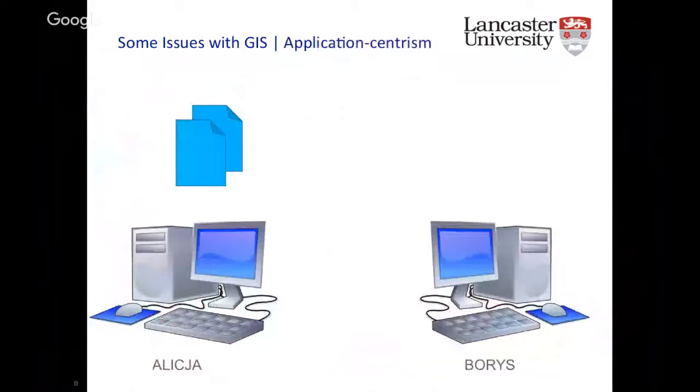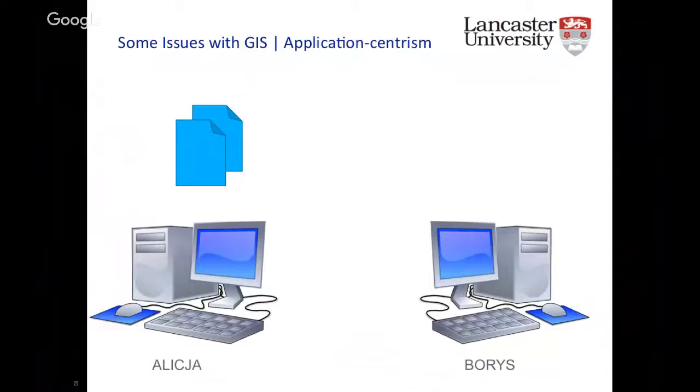And finally, GIS, although this has improved over the years, still tends to be quite application-centric. It still tends to involve the use of desktop-based software and the use of particular files within it. Now, that gives us a great deal of flexibility when we're working with geospatial information to manipulate it and analyze it in ways that suit us.